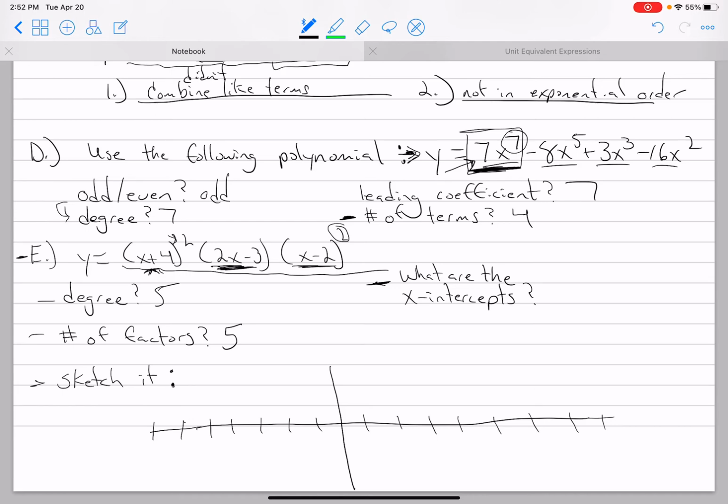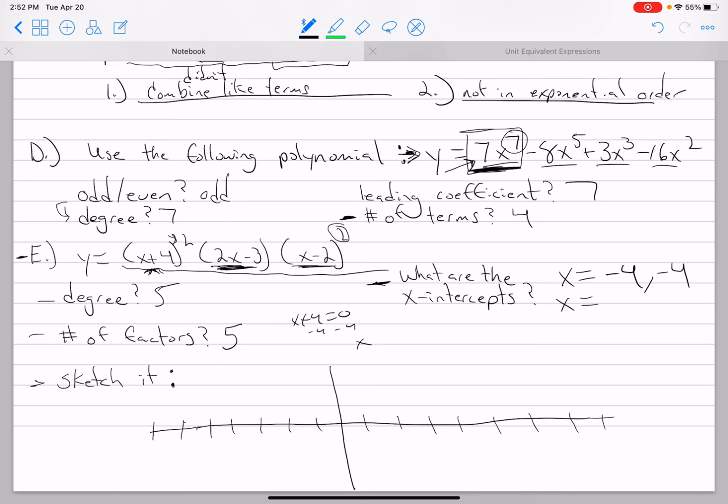Now, what are the actual x-intercepts? Don't give me the factors, give me the x-intercepts. So you have to use the factors to solve for them. So you're like, okay, well, x plus 4 equals 0, minus 4, minus 4. So one of the factors is x equals negative 4. And remember, that's a double root, so it's 2 roots of x equals negative 4. Right? X equals negative 4, x equals negative 4.